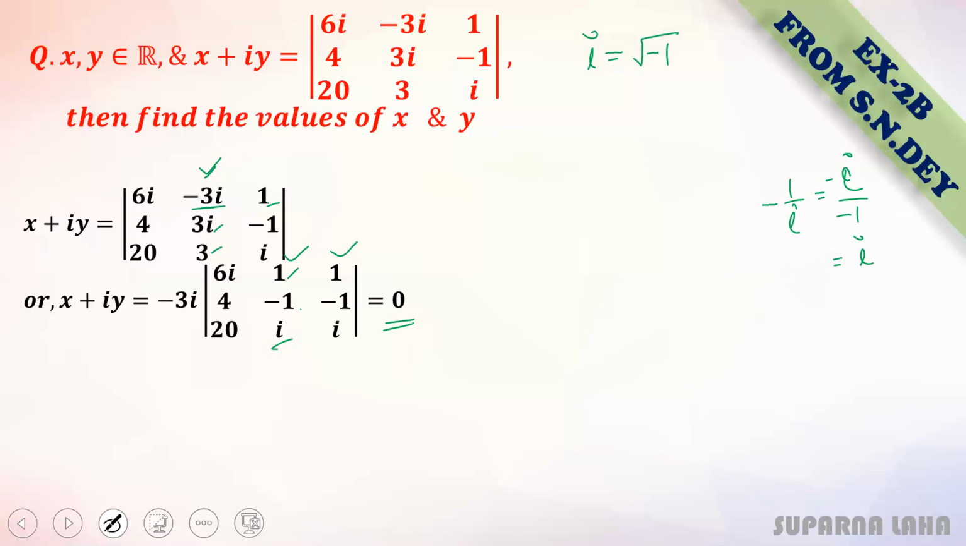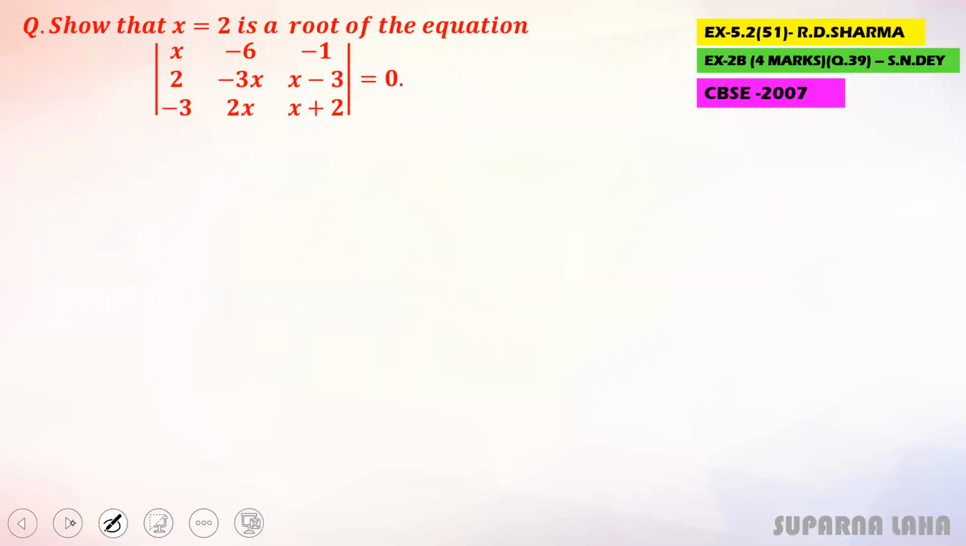So if this determinant is 0, we can write this 0 as 0 plus i into 0. Right? So comparing the real part and the imaginary part on both sides of the equal sign, you can easily write that x is equal to 0 and y is equal to 0. So the values of x and y should be 0. So moving to the next problem.